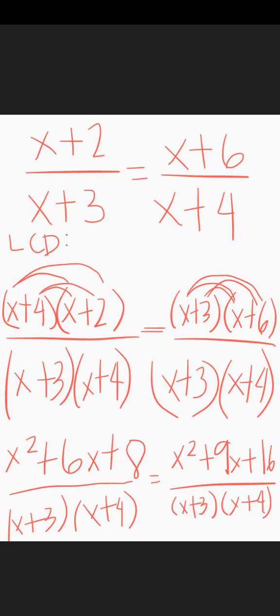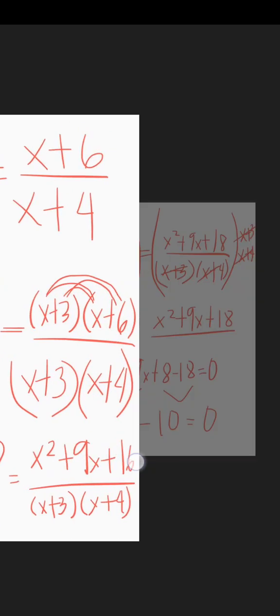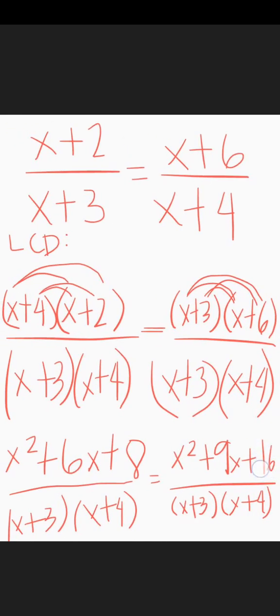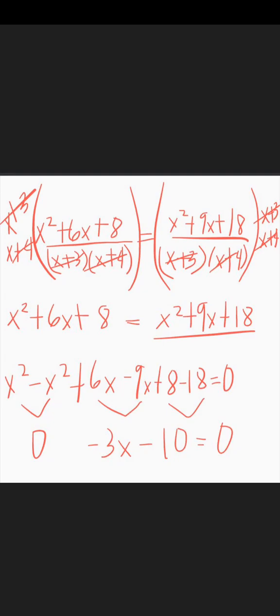Then let's now answer the other side of the equal sign, which is (x plus 3) times (x plus 6). So x times x is x squared, x times 6 is 6x, and then 3 times x is 3x, and then 3 times 6 is 18. And it becomes 9x because 6x plus 3x is equal to 9x.